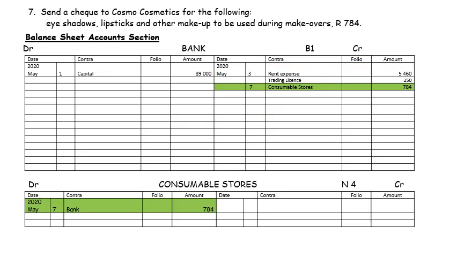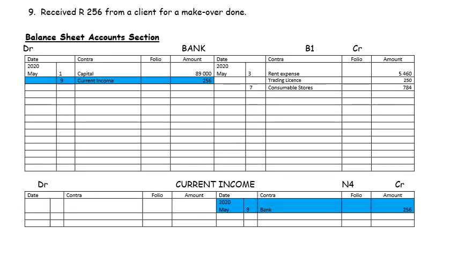On the 7th, we are buying consumable stores. If we are buying, you by now should know that if we buy, bank being an asset will decrease. We are buying consumable stores, which means that you need to open another account called consumable stores. Expense increases on the debit side. Every debit, here's the debit, needs a credit. This rule applies right through accounting, the double entry principle, that every debit always needs a credit.